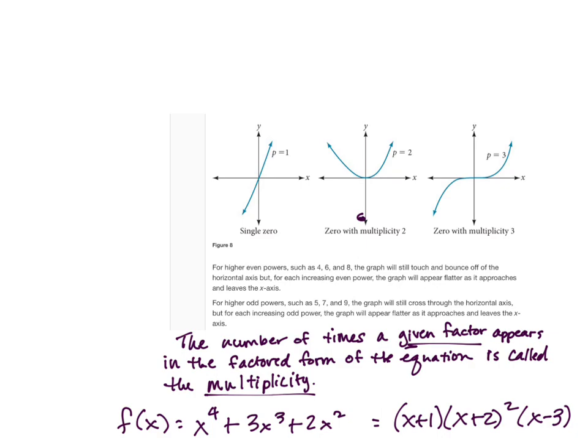So how many times do I see x plus 1? Once. How many times do I see x plus 2? That's its multiplicity. Twice. Okay, are we clear on this concept? Okay, let's move on. I don't think this is too bad. So this is going to be example 6. Let me get my screen back to normal sized. There we go. Example 6.